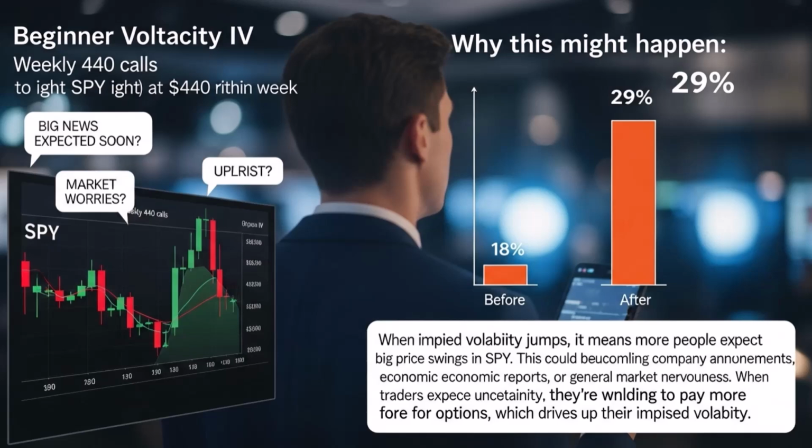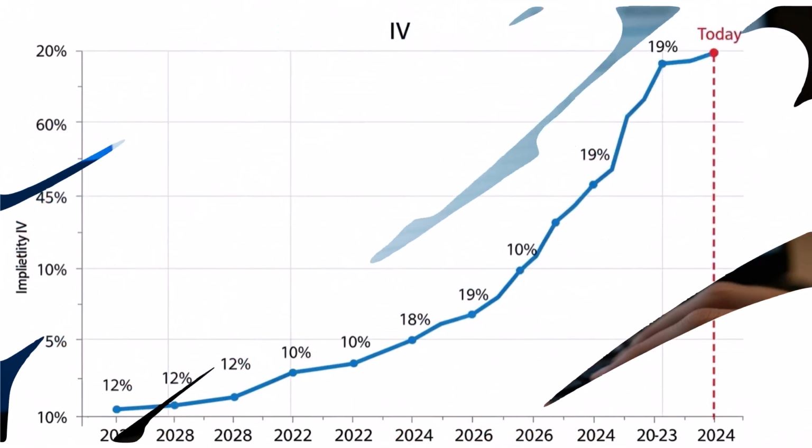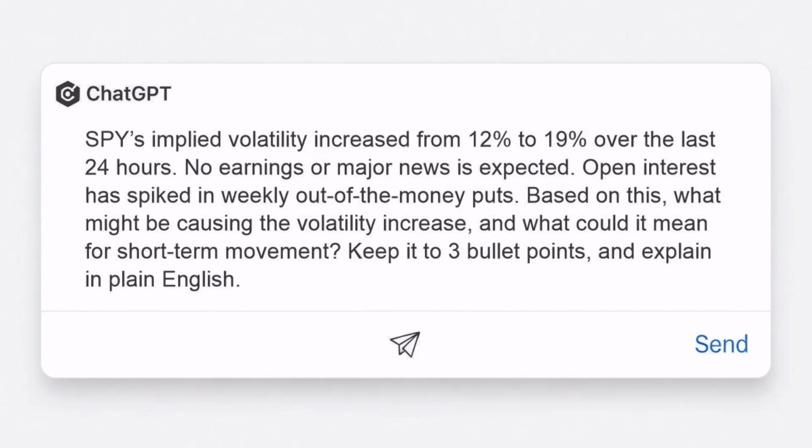Let's build one together. Live prompt demo. Let's build a prompt together from scratch, using the blueprint. Let's say SPY's implied volatility jumped from 12% to 19% today. Here's how the full prompt might look. SPY's implied volatility increased from 12% to 19% over the last 24 hours. No earnings or major news is expected. Open interest has spiked in weekly out-of-the-money puts.